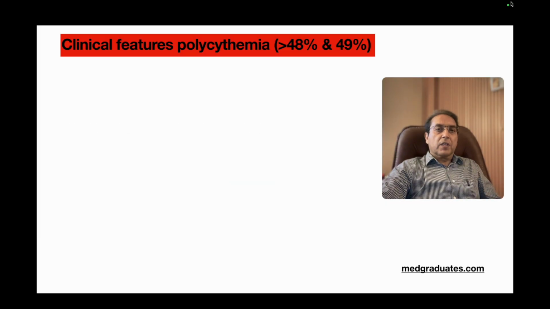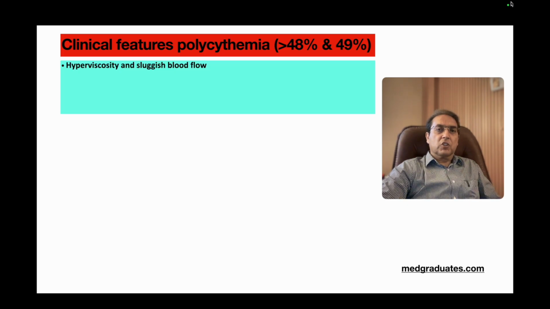Now, what are the clinical features of polycythemia? If the hematocrit is more than 48% in females and more than 49% in males, this is polycythemia. Polycythemia itself produces some general common features irrespective of the cause. They are because of the hyperviscosity and sluggish blood flow.